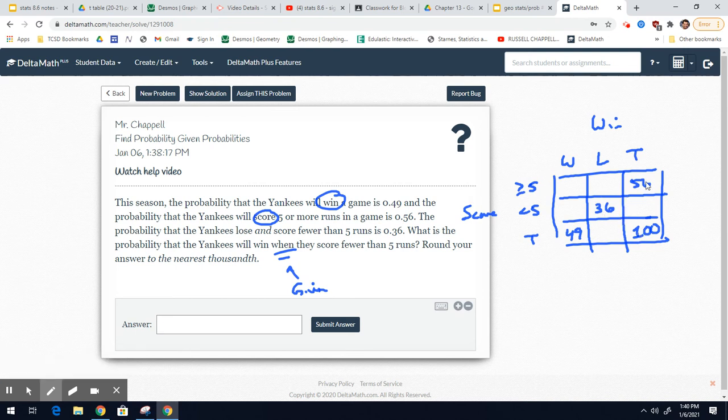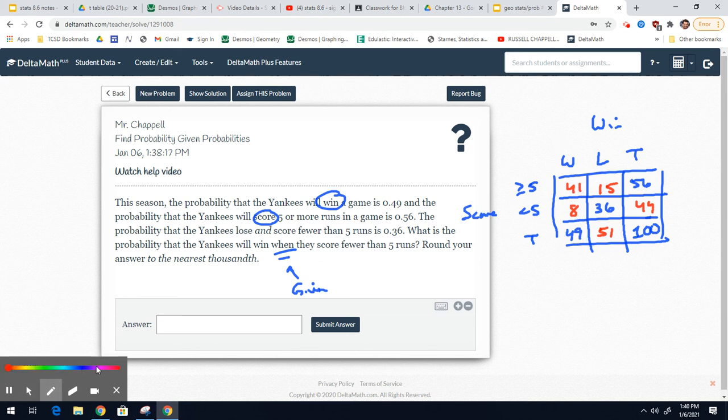Do some subtractions. 100 minus 56 is 44. 100 minus 49 is 51. 51 minus 36 is 15. 44 minus 36 is 8. 56 minus 15 is 41. 41 and 8 is 49.